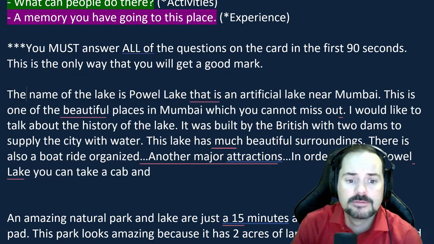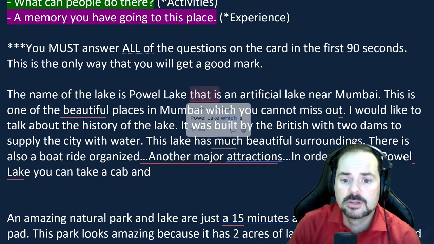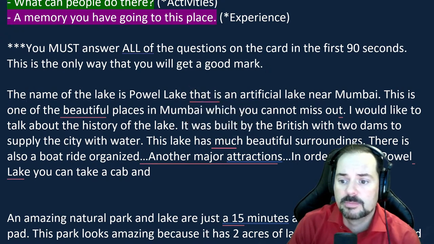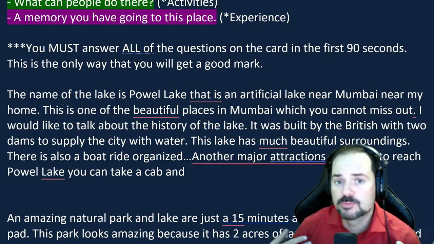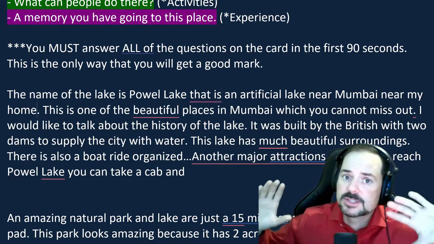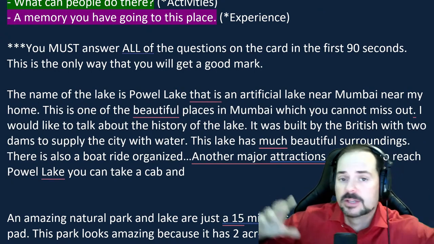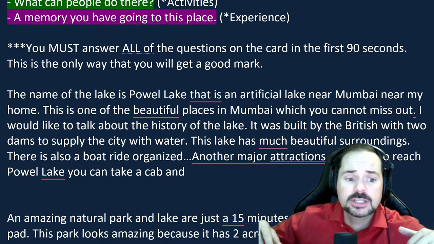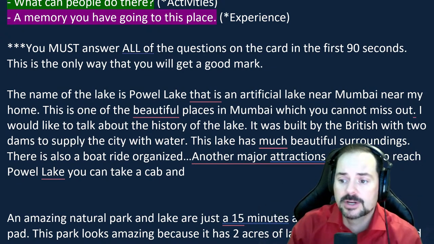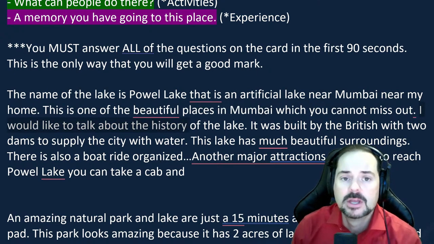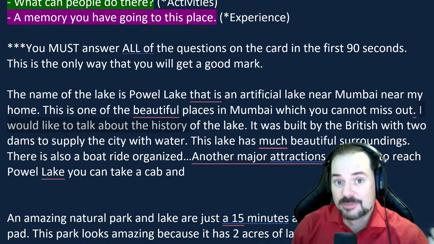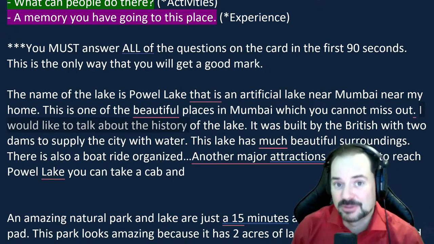The name of the lake is Powai Lake. That is an artificial lake near Mumbai, near my home. Okay, it's much more direct, and then I don't waste 10 seconds saying I would like to talk about something. And you actually did that again. So here, like 1 sentence later, you said I would like to talk about the history. Okay, so you're telling me I would like to talk about the lake. Then you said I would like to talk about the history.